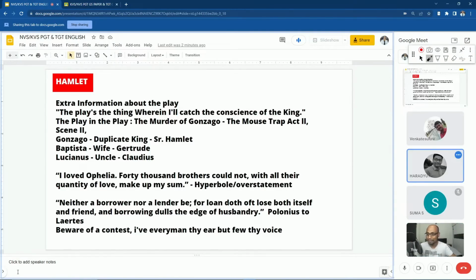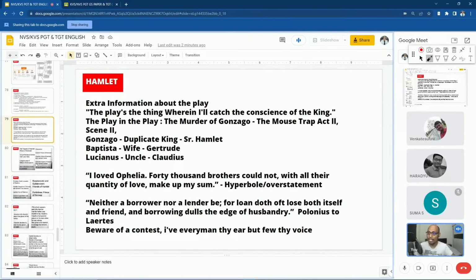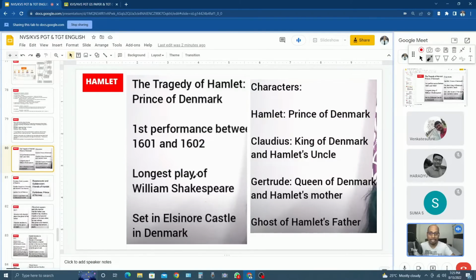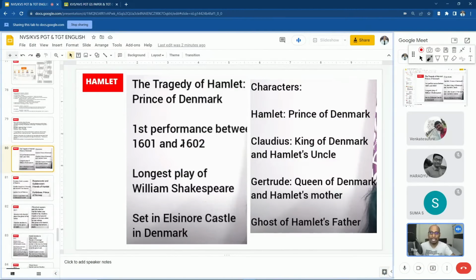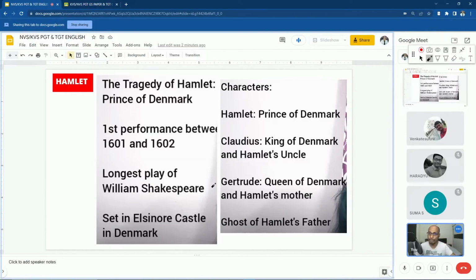Okay, now let us go to the act-wise, scene-wise story. I'll not take much time. I'll just read out this information, which I copied and pasted on screen so that it will be useful for you to read afterwards. The original title is The Tragedy of Hamlet, Prince of Denmark. It was first performed between 1601 and 1602, and it is the longest play of William Shakespeare. The entire play is set in Elsinore Castle in Denmark.